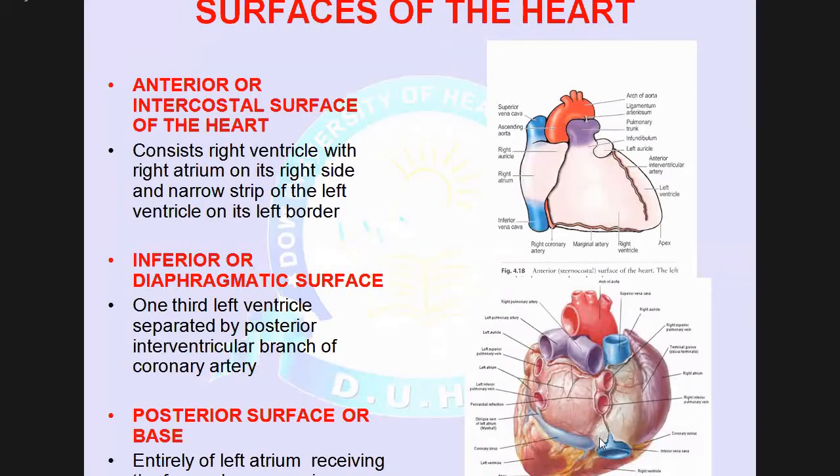Okay, so just underneath the left atrium, you can see the large coronary sinus, which is the largest vein present in the heart.